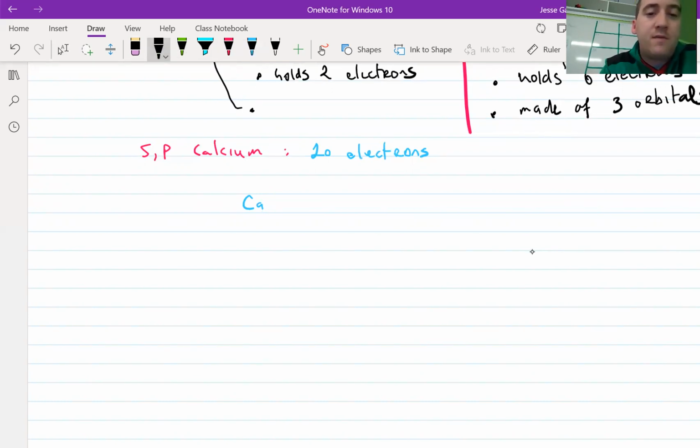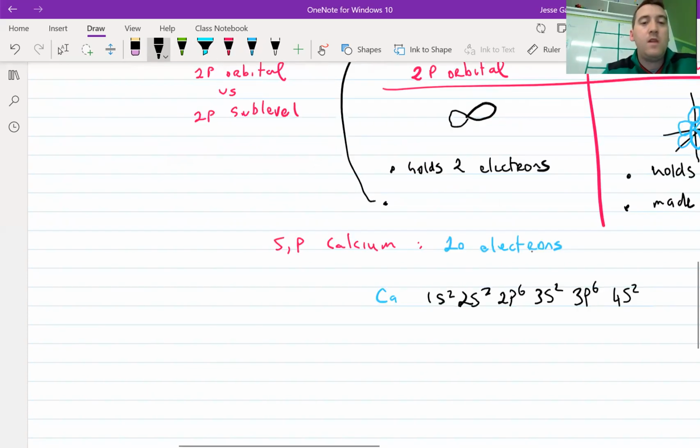All right, this is what you should have. Calcium: 1s2, 2s2, 2p6. That's 10 electrons. 3s2, that's 12. 3p6, that's 18. 4s2. All right, so that is the correct configuration for calcium.